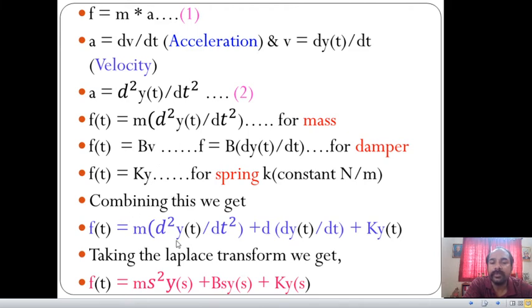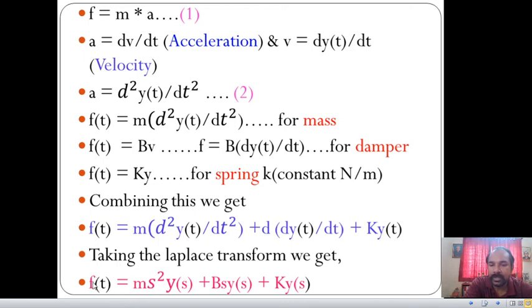F of t is equal to m d square y of t by dt square plus d, okay, here it should actually be b. I have taken d here, but it is b over here. So b dy of t by dt plus k y of t, right? So we have got this equation. Converting this equation into the Laplace transform, or you can say Laplace domain, just simply replace f of t with f of s.